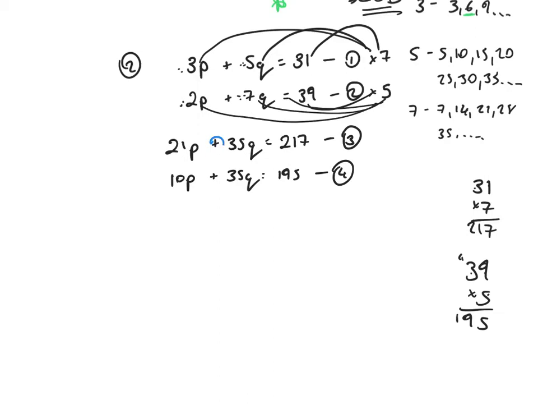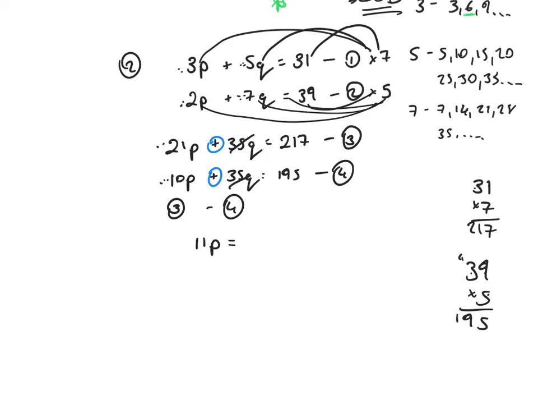Okay, the signs are the same, so I'm going to subtract, and I'm going to do 3 take away 4. I could do 4 take away 3. The reason why I'm not going to do that is because if I did 4 take away 3, I would get 10p take away 21p, which would be minus 11p. It's slightly easier to do 3 take away 4, 21p take away 10p, but it's not a big deal either way. Okay, so 21p take away 10p is 11p.